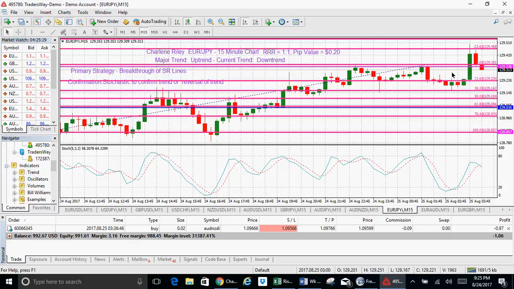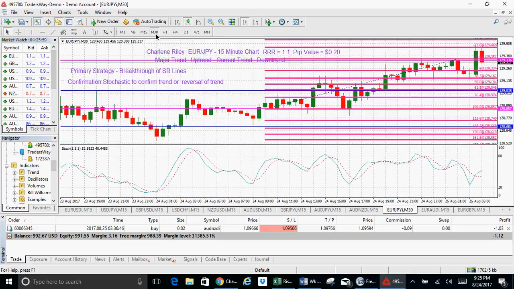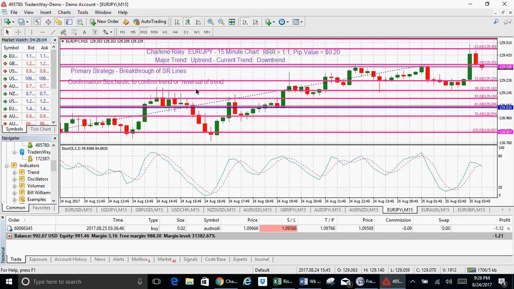Here on the Euro JPY, I have the breakthrough of support at 129.351, but I don't have confirmation yet because the stochastic is still above 50. However, I do have market volume. Looks like I have volume going for me.